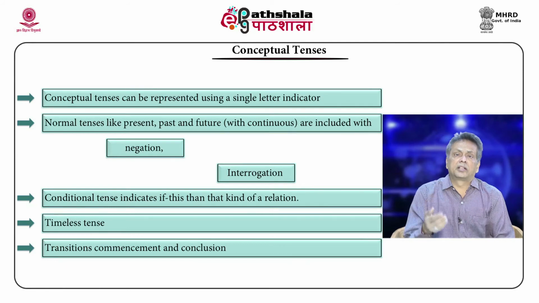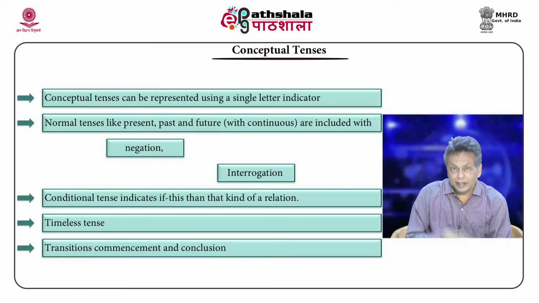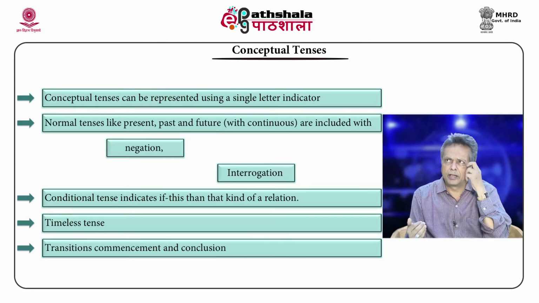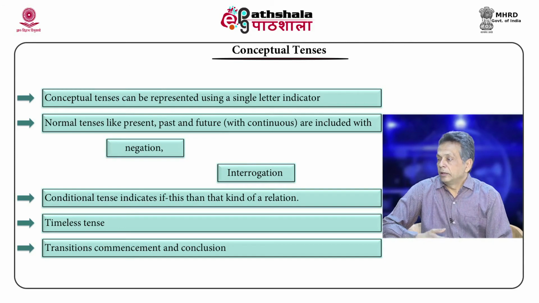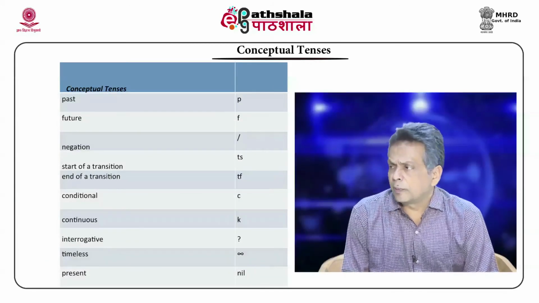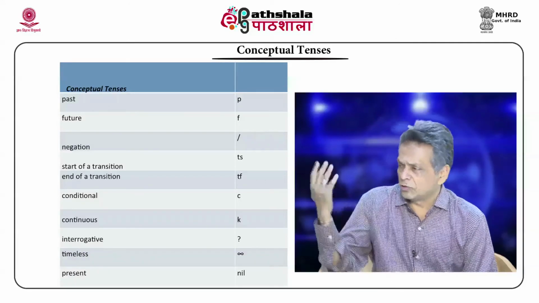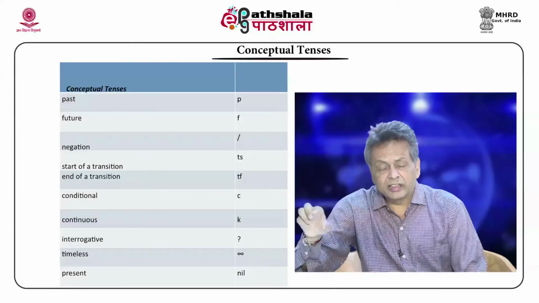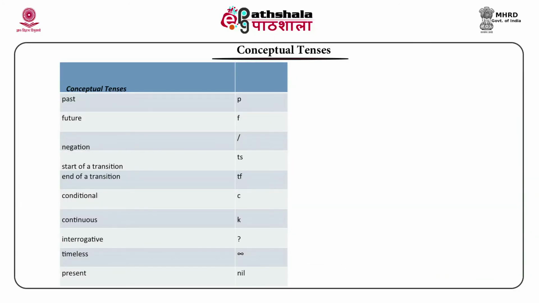It is also possible to indicate that there is a transition, there is something which is happening and here it gets concluded. So, that also is indicated by a conceptual tense called TF. Transition finished, and TS is transition starting, so commencement and conclusion both are possible. So, conceptual tenses: past is P, future is F, negation is S, start of a transition is TS, and so on and so forth, and there is a table in the handout which describes this. When there is nothing, it assumes that it is the present tense.